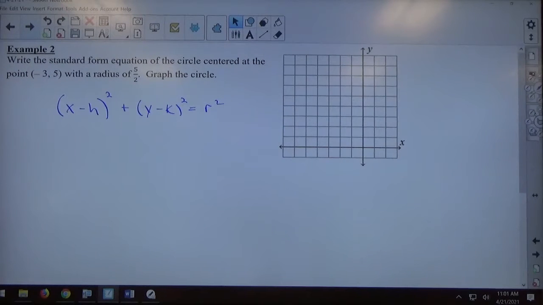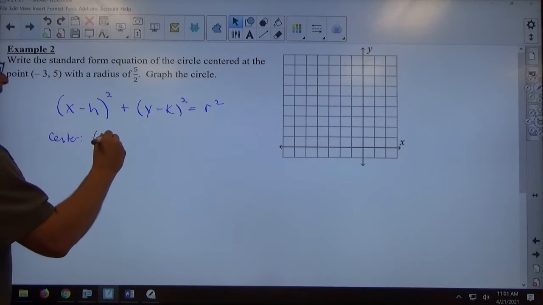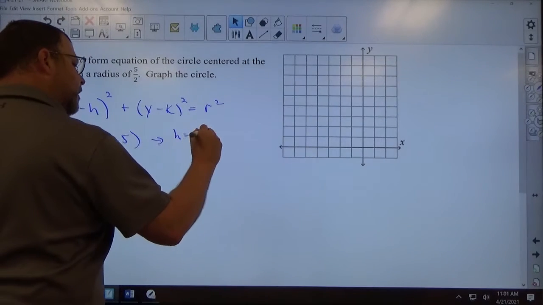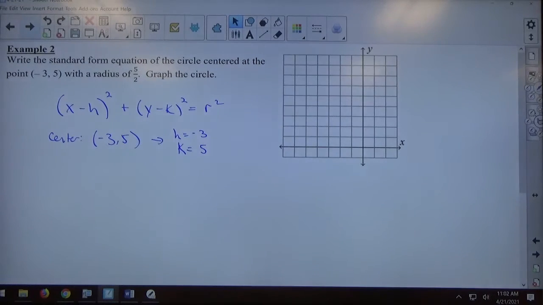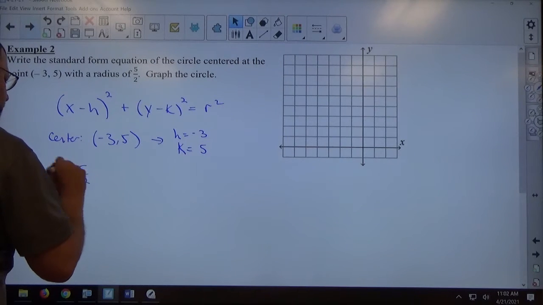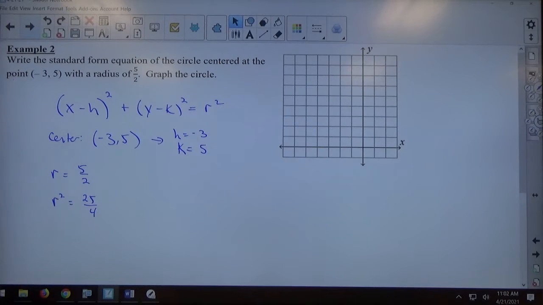Write it down again and again until it's just so stuck in your brain you can't forget it. The center coordinate is (-3, 5), which tells me that h is equal to -3 and k is equal to +5. The radius is 5 halves, so the radius squared is equal to 25 over 4.